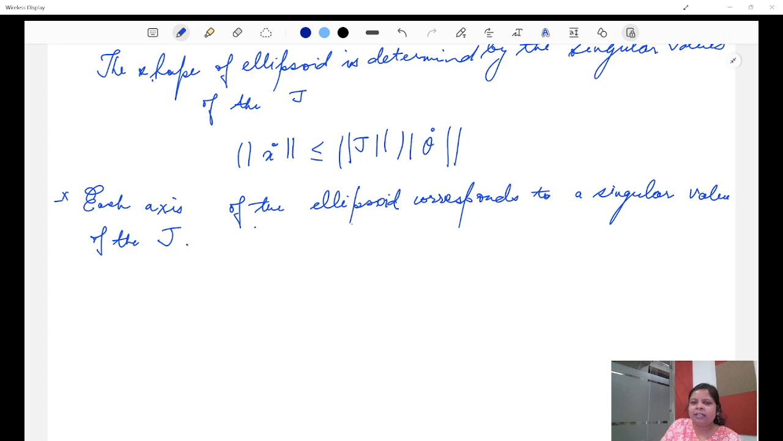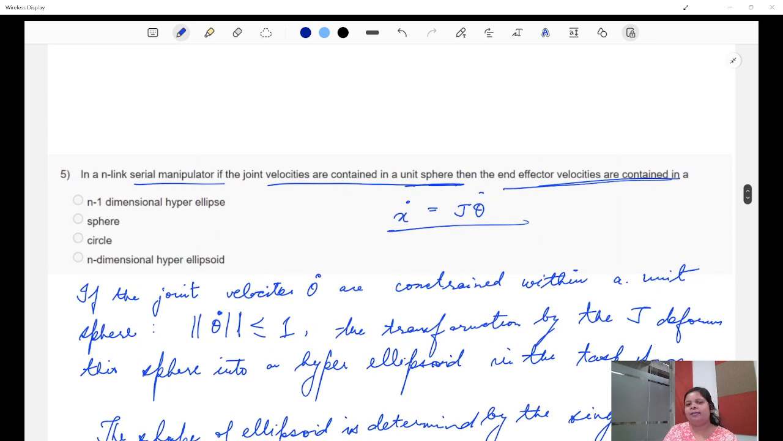So other options are incorrect because the first option that we had was n minus 1 dimensional hyperellipse. Why is it incorrect? Because the end effector velocities exist in the same dimension as the task space and not in one less dimension. It has to be n-dimensional because we want to move in all the directions, and it is not a sphere because the Jacobian transformation scales the axes differently. It is not equal in all directions, so it is not a sphere, it is an ellipsoid. And it is not a circle because a circle would only apply in 2D task space and not in higher dimensions. That is the reason the n-dimensional hyperellipsoid is the correct answer.